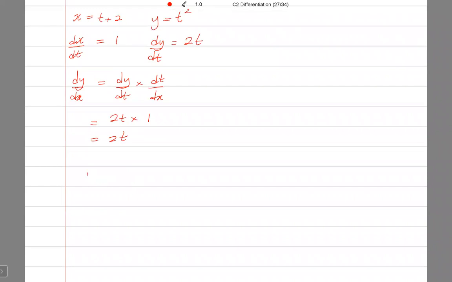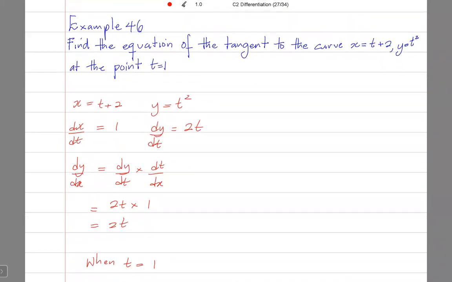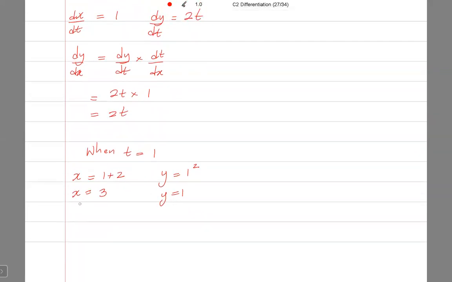Now, when t is equal to 1, x would be equal to 1 plus 2, and y would be equal to 1 squared. So x would be equal to 3 and y would be equal to 1. So the point 3, 1 is the point of contact.